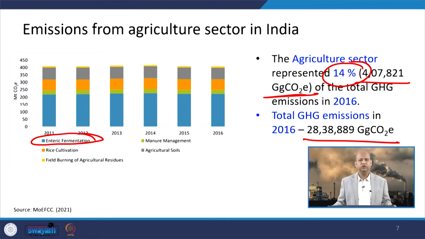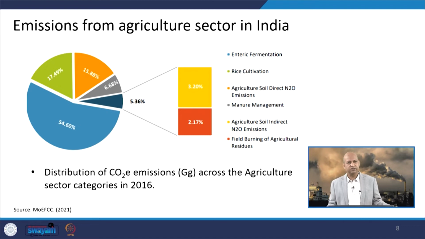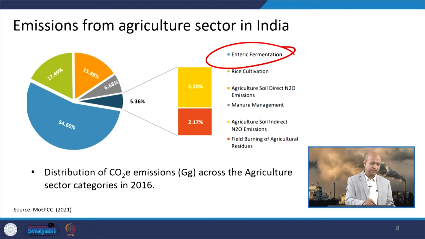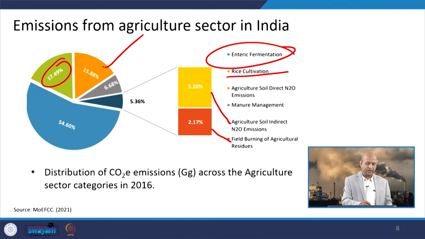Within that 14%, if we divide the emissions from agriculture into different activities, around 55% (54.6) is from enteric fermentation alone. The second largest, around 17 to 18%, is from rice cultivation, and the third largest emitter is agricultural soil, with direct N2O emissions.